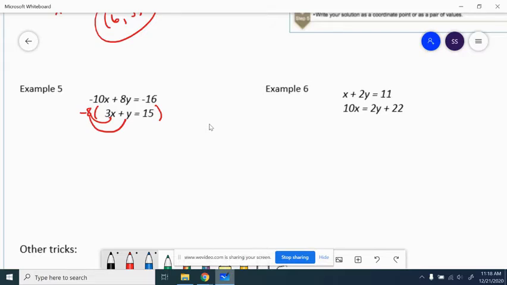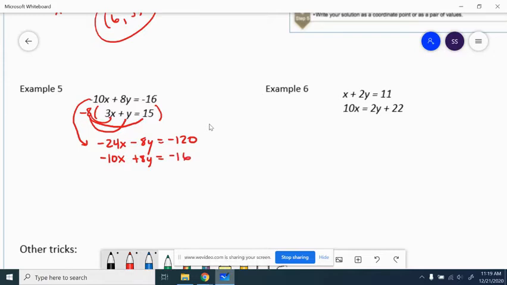First distribution, negative 8 times 3x is negative 24x. Negative 8 times positive y is negative 8y. And third distribution, negative 8 times 15 is negative 120. Okay, so I'm just going to now rewrite the top equation beneath the other one we had. So this is negative 10x plus 8y is equal to negative 16.